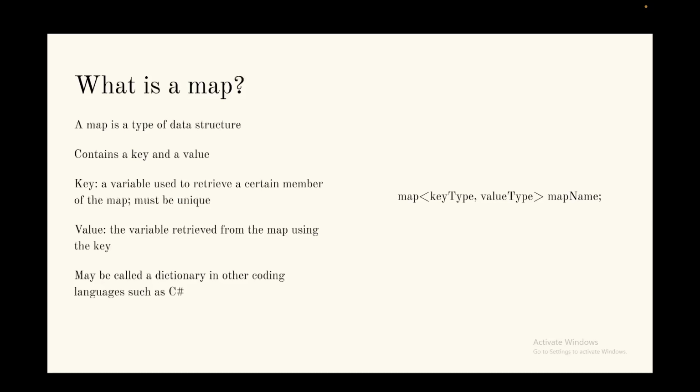The key value is a variable that is used to retrieve a certain member of the map, and it must be a unique key, so no key must match another key within a map. And the value is the variable that is retrieved from the map using the aforementioned key. A map may be called different things in different languages, such as in C# where it's called a dictionary. And as you can see on the right, it is written as map, less than sign, your key type, comma, your value type, greater than sign, and then the name of whatever you want to call your map.